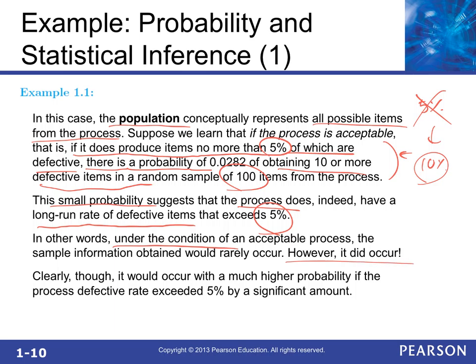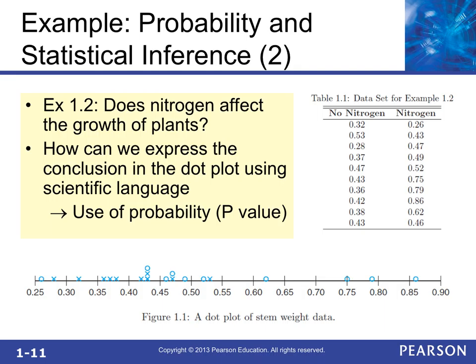Clearly, it would occur with a higher probability if the process defective rate exceeds 5% by a significant amount. Let's consider another example. And in this case, we are going to consider the probability and statistical inference. So in this case, we wanted to examine the effect of nitrogen on the growth of plants. So we are comparing two groups.